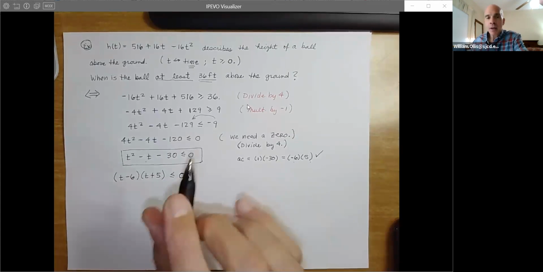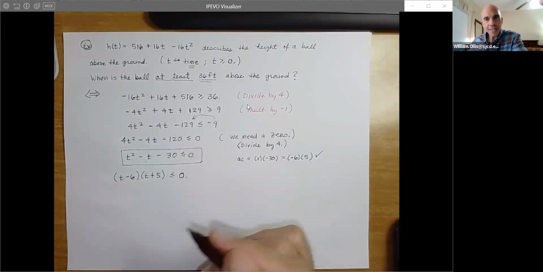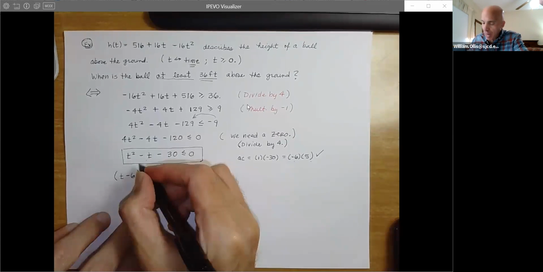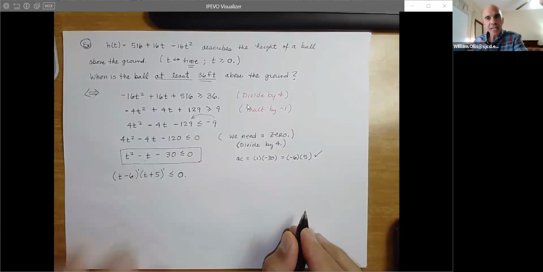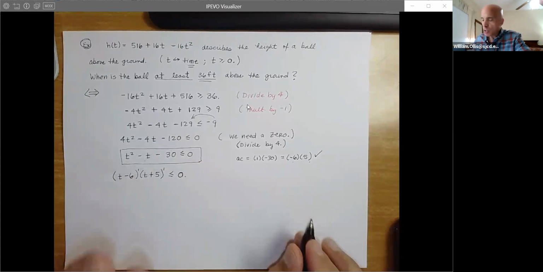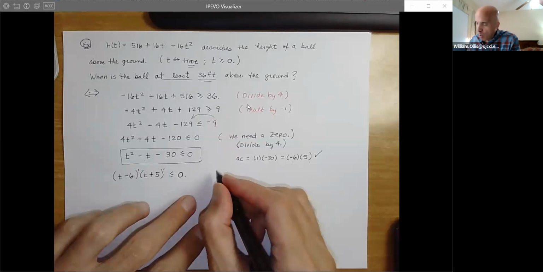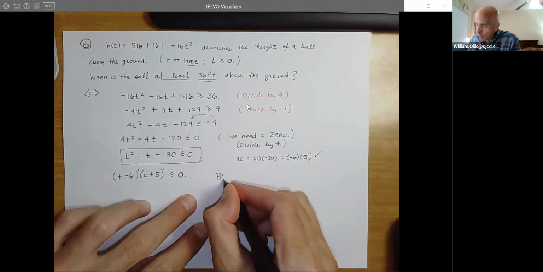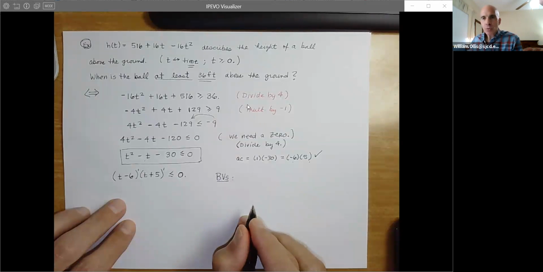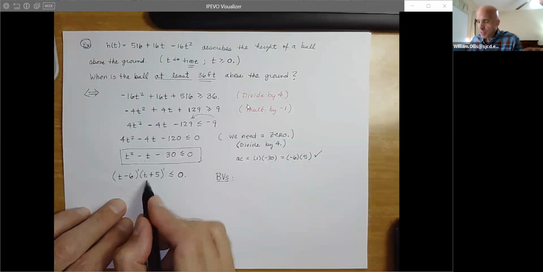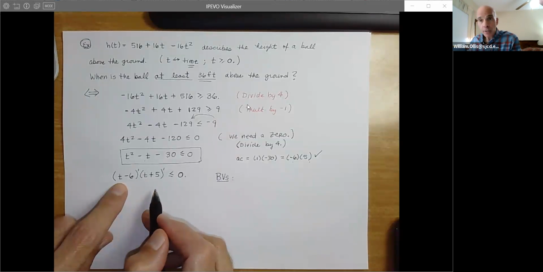Now, when you look at this, and this is what I talked about yesterday, we can do the sign test, or we can use the fact that these are just zeros of degree 1. So I want to keep talking about that because we're going to use that later. Now, for instance, what was that term we had? Boundary values. Well, what's a boundary value? Well, when we look at this, the boundary values are what make this 0 or undefined.